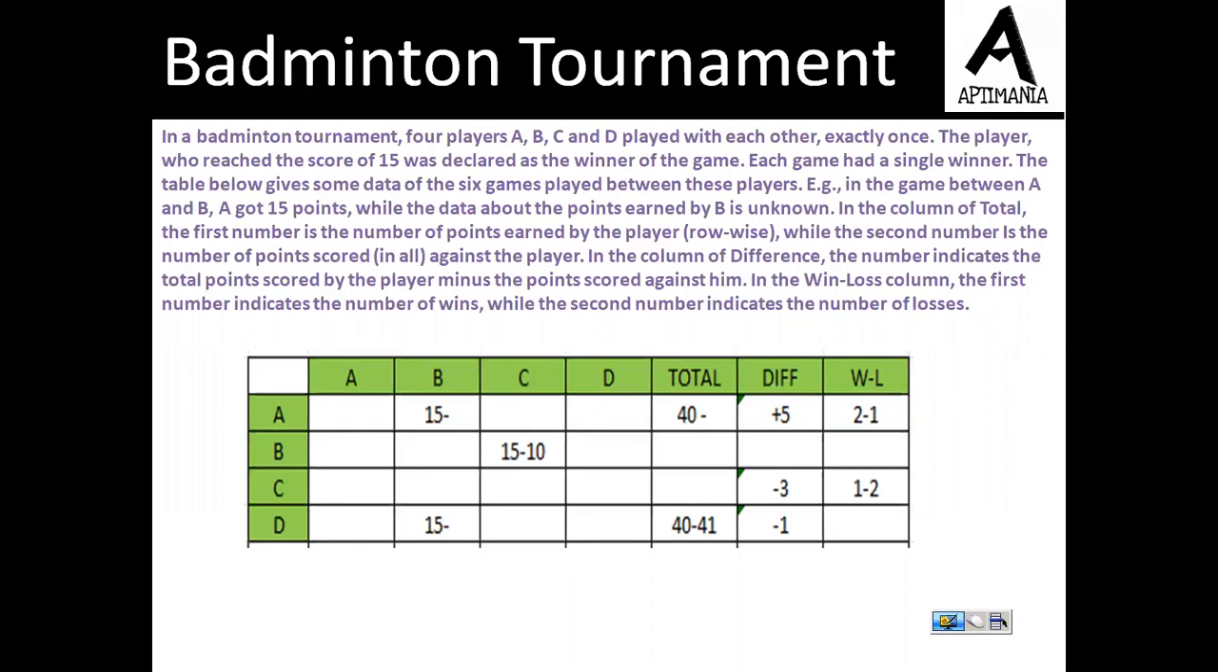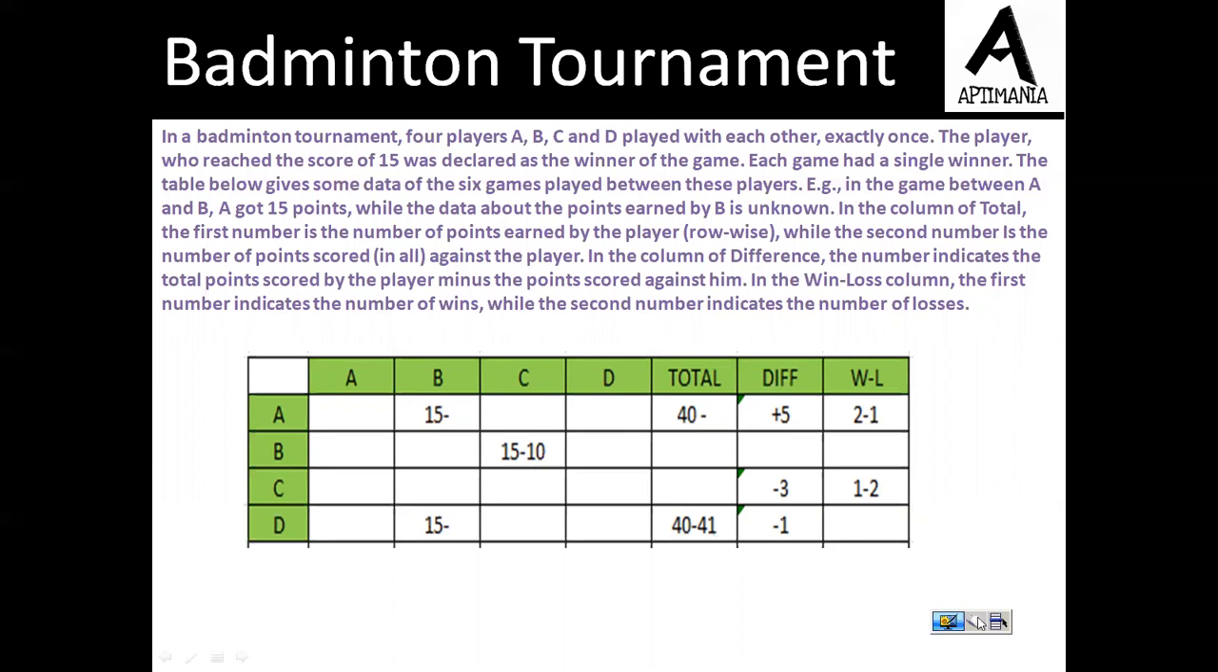Fine. So in the column of total, the first number is the number of points earned by the player, while the second number is the number of points scored against the player. So in this particular column, they are talking about this column. So we can say that A in total has scored 40 points, while the number of points scored against A is not known to us.